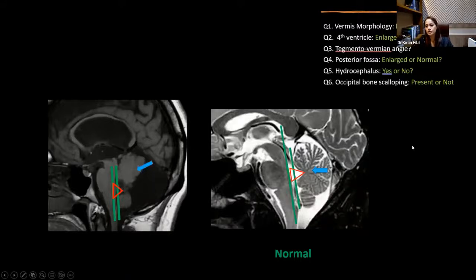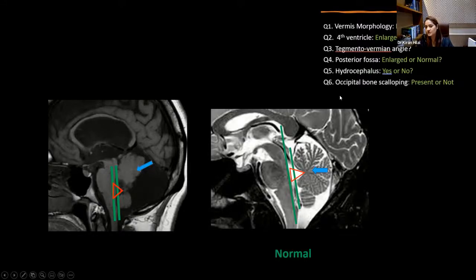If we talk about the posterior fossa, yes, there is a slight enlargement of the posterior fossa. If we talk about the fifth question, number 5, the hydrocephalus, yes, hydrocephalus is there, and probably this is an obstructive kind of hydrocephalus, because this cyst is causing a mass effect over the cerebellum, the vermis and the fourth ventricle, resulting in proximal hydrocephalus or dilatation of the ventricular system.